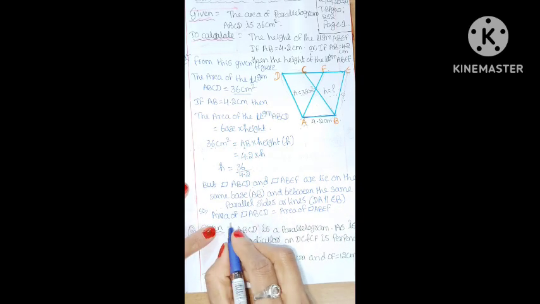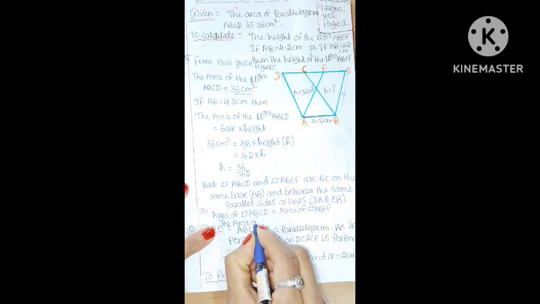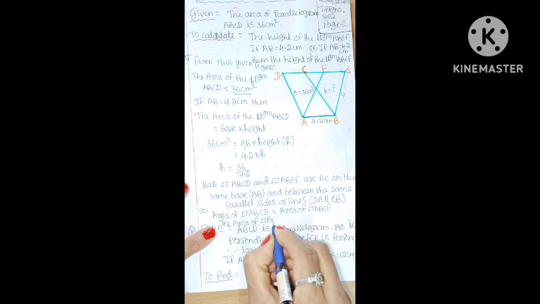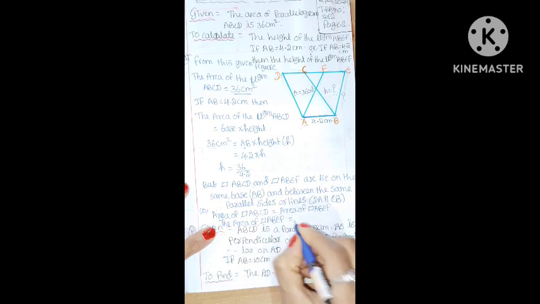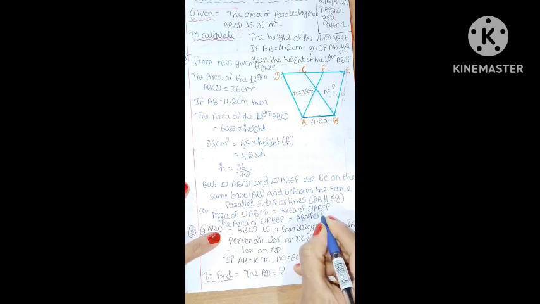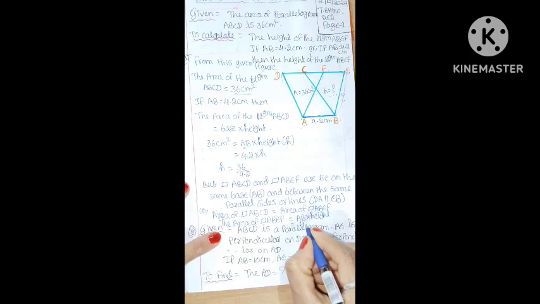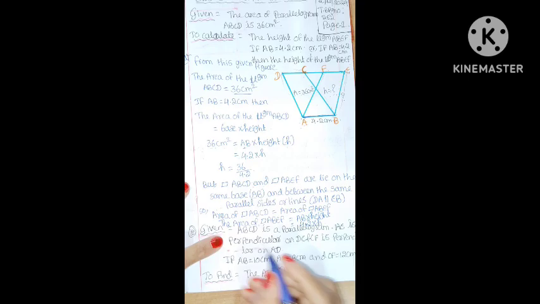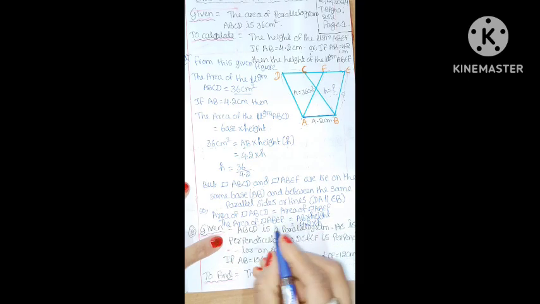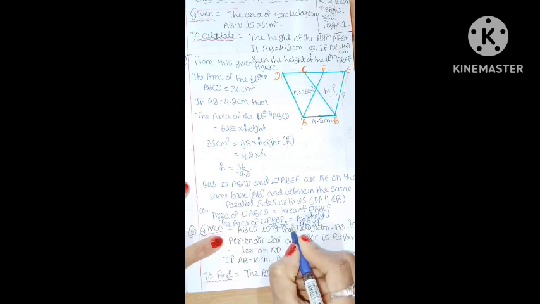We know that the area of parallelogram ABEF is equal to, what's the formula? Same formula. Here also you write it: AB into height. We know that AB is 4.2 centimeters, into height, which is nothing but H. The area of parallelogram ABEF is how much? 36 centimeters square.